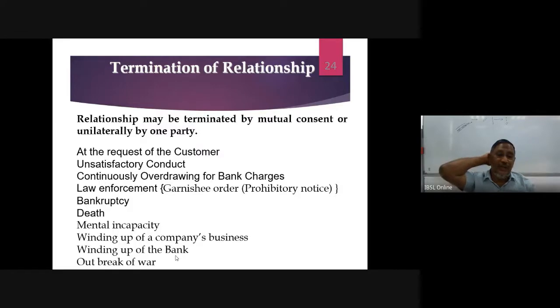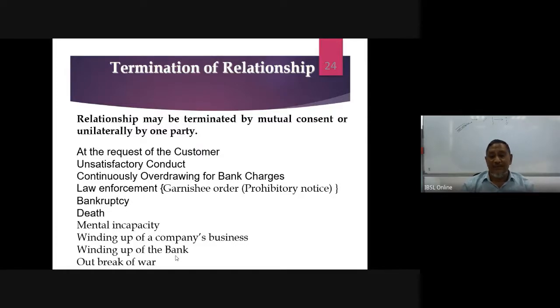Then law enforcement, garnishee orders, prohibiting notice, injunction orders, right? Either we may suspend or terminate the account. Then if the customer's assets are not sufficient to pay the liabilities, if somebody has filed action against that customer, and the customer becomes bankrupt, the court issues that the customer is bankrupt. Thereafter, that customer does not have any legal capacity to do a contract. So that account has to be closed down.